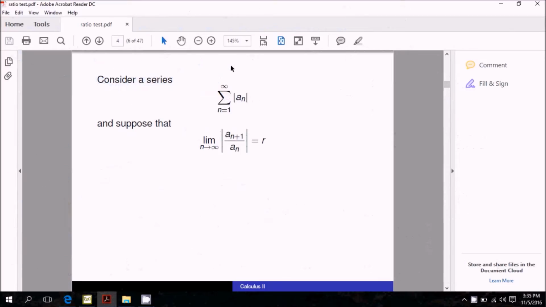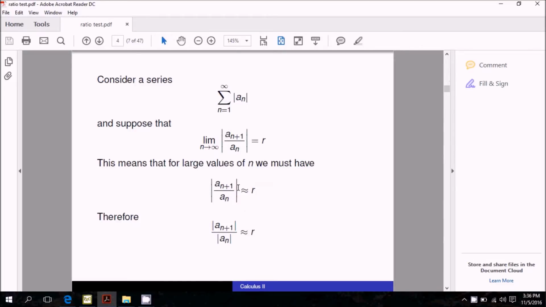Okay, so let's consider this series, whose terms are absolute value of a to the n, and we'll look at the limit as n goes to infinity of this ratio of the n plus 1 term over the n term in absolute values, and let's say that limit is r. Now if the limit is r, then eventually these terms must get very close to r, right? So they'll be approximately equal to r eventually. And we can rewrite these terms using our absolute value rules as, instead of the absolute value of the quotient, the quotient of the absolute values. And now this really starts to remind us of a geometric series phenomenon.